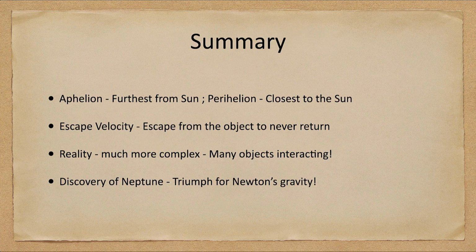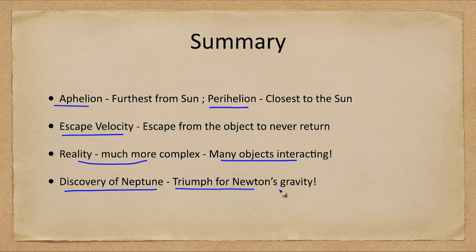So let's go ahead and finish up as we do with our summary. We talked about aphelion and perihelion, which were the furthest and closest distances to the sun of an object orbiting the sun. We looked at escape velocity, which is when you escape from the object never to return. You're going fast enough that the object can never slow you down. In reality, everything is much more complex. You have lots of objects interacting together. And finally, we looked at the discovery of Neptune, predicted to exist because of deviations in the orbit of Uranus. And it was a great triumph for Newton's gravity.